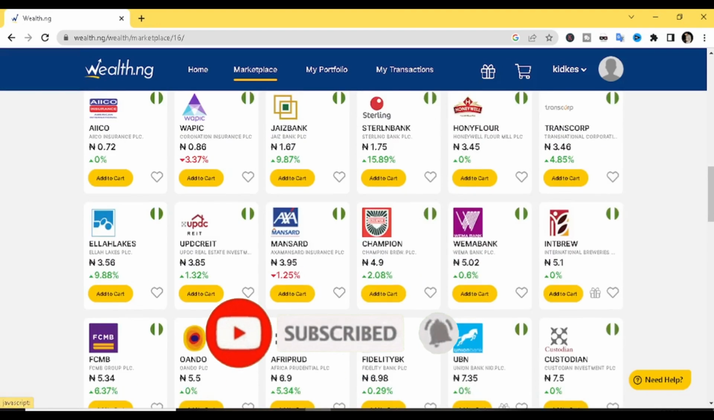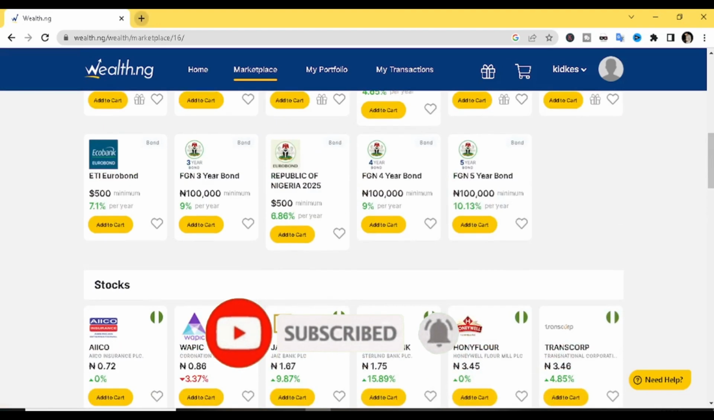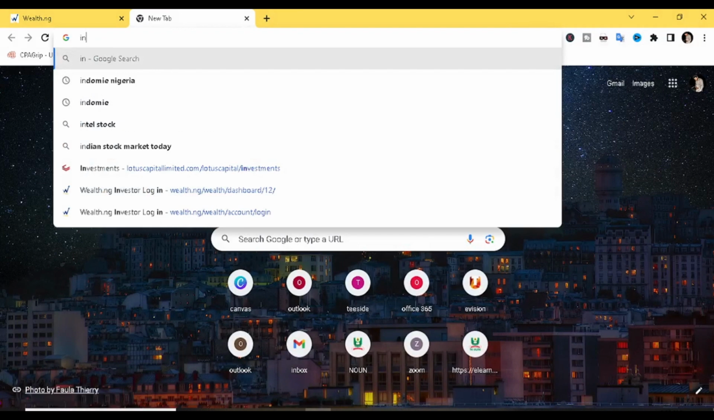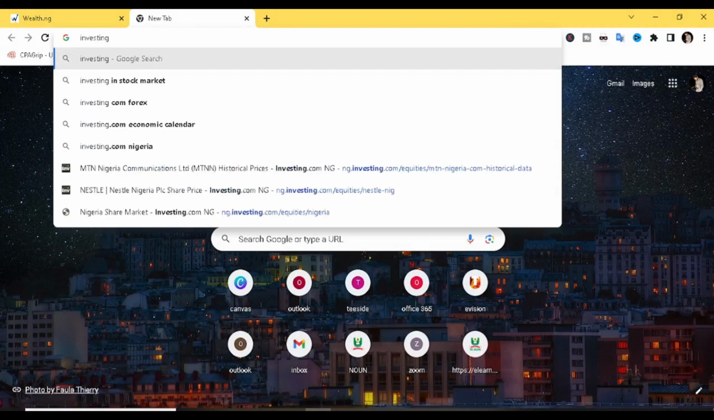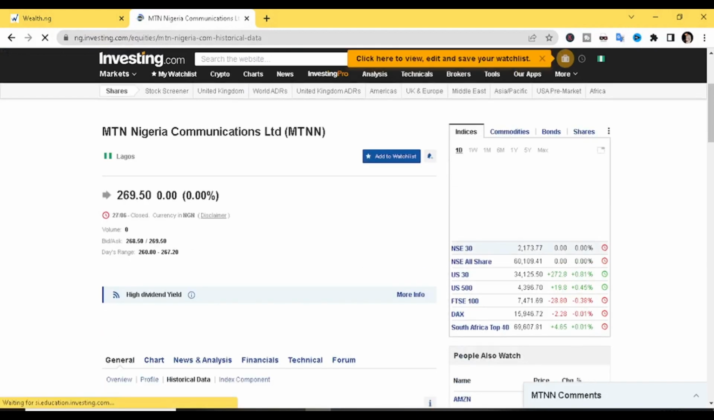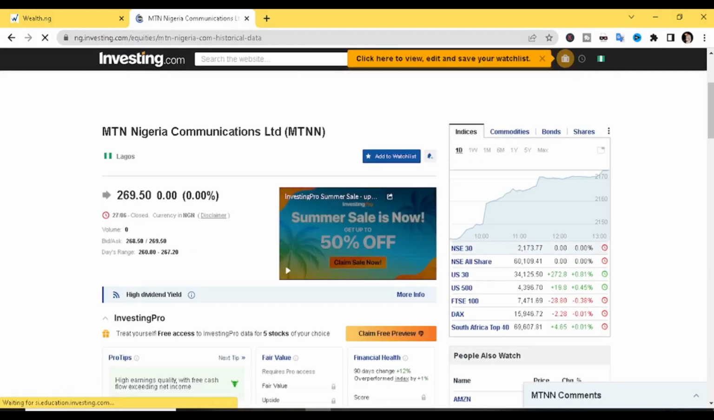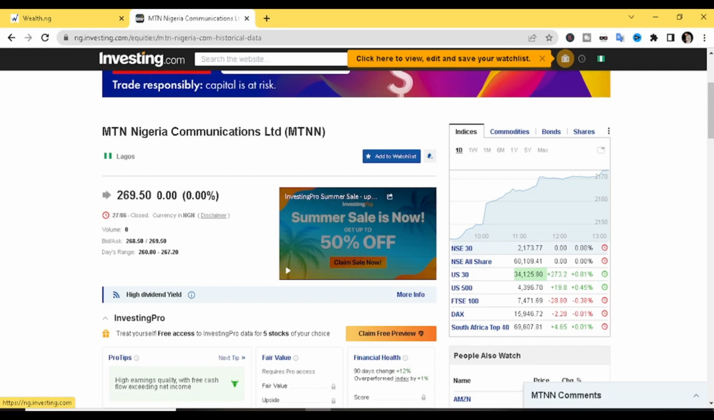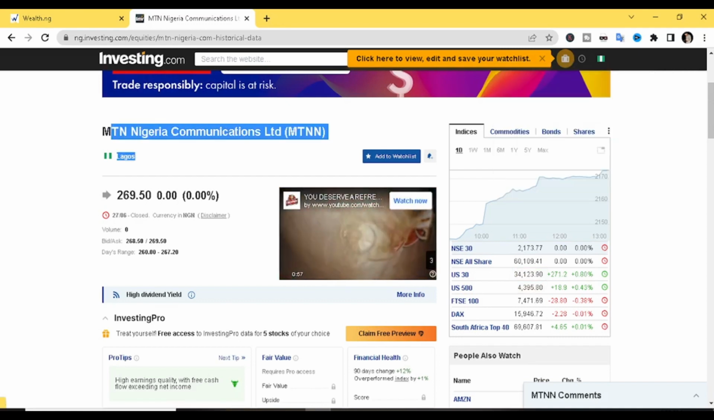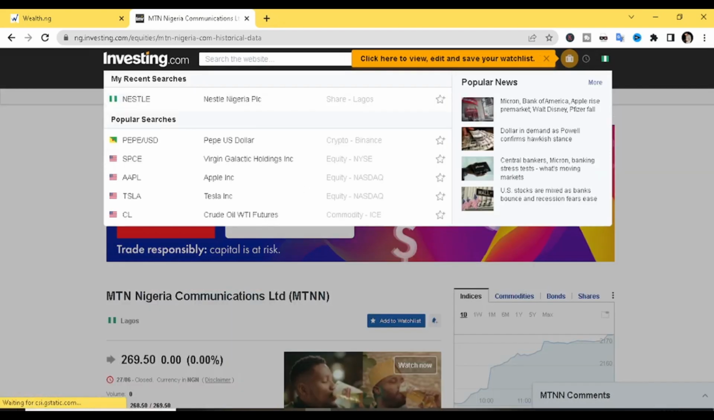And the second method is by going to the Nigerian stock trends, daily news. You can go to investing.com to get started. This is investing.com, so you can have a better idea about how this trend operates. As you can see over here, I have MTN Nigeria Communications. I can as well search for other stocks over here.